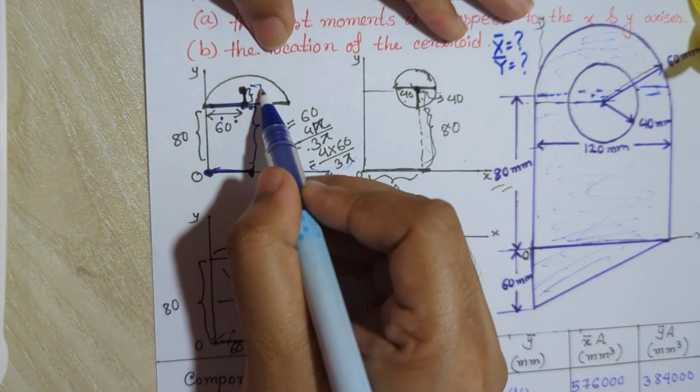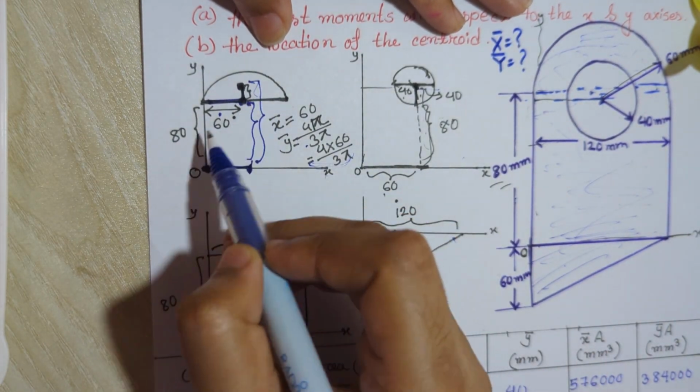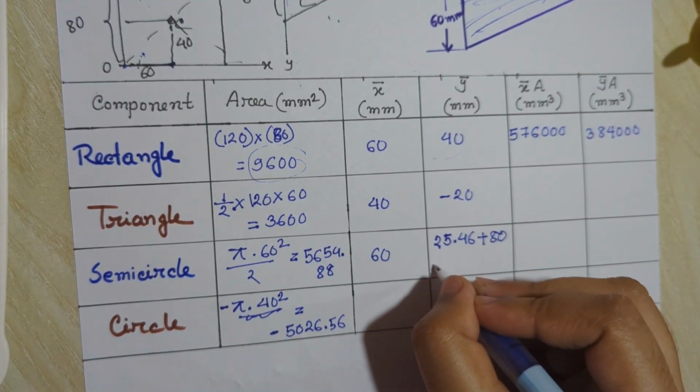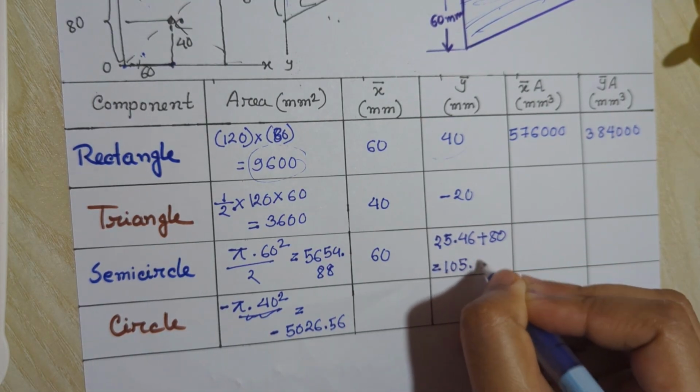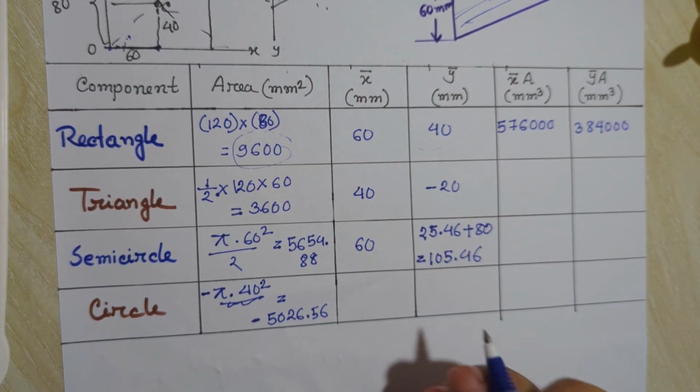So our total distance must be counted, so we have to add this distance with this 80 millimeter. So here we will add this 80, and our total result will be 105.46. And in the same way we will multiply this area with these two things, x bar and y bar.